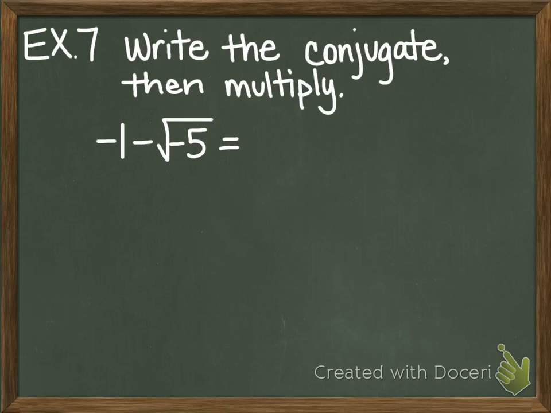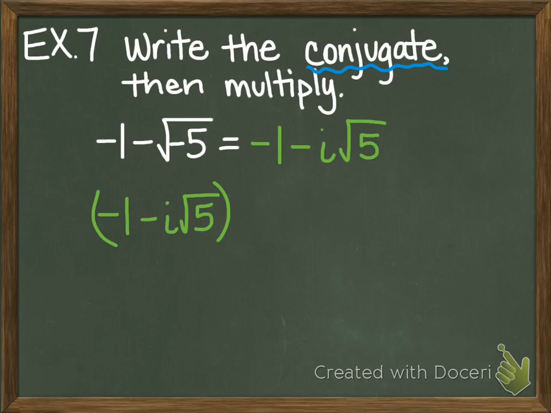Okay, now on number 7, they want us to write the conjugate of this imaginary number and then multiply by it. Well, before I can write the conjugate, I actually need to simplify this imaginary number. So negative 1 minus the square root of negative 5 can be changed to negative 1 minus i square root 5. Okay, so if this is my imaginary number, its conjugate is the same thing, just the middle sign is changed. Only the imaginary number part is changed. So that's going to be negative 1 plus i square root 5. So now we're going to multiply those together by FOILing.